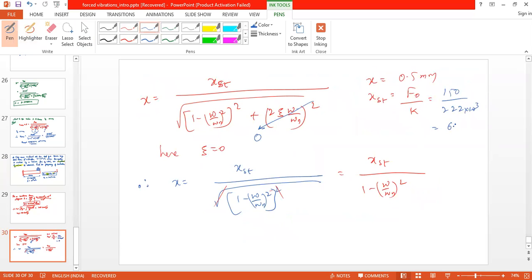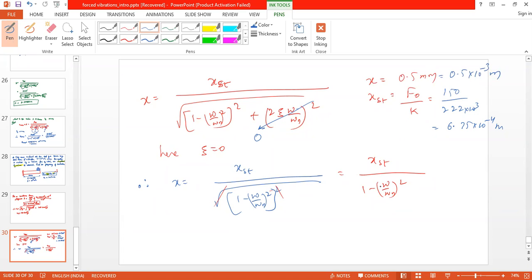So it is 0.675, which is 6.75 into 10 power minus 4. Okay, so it is meter, not mm. And x is equal to 0.5 mm, and that is 0.5 into 10 power minus 3 meter.